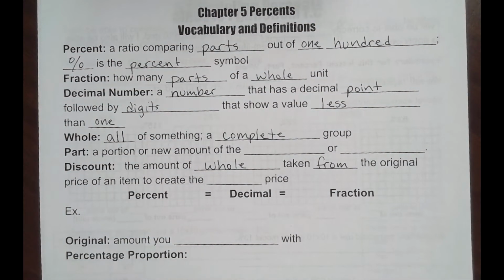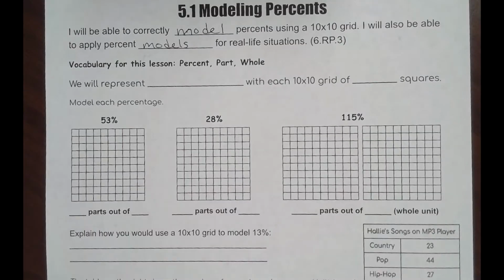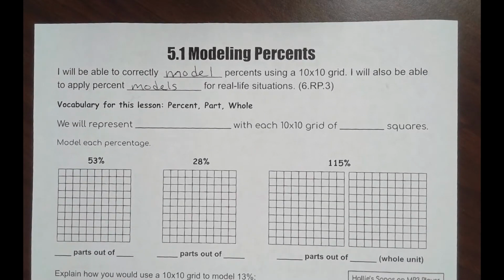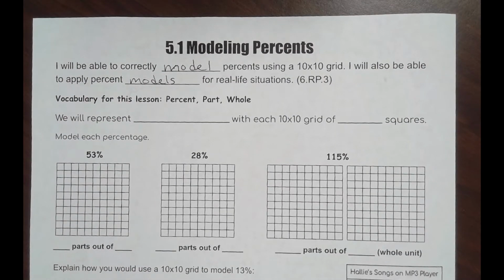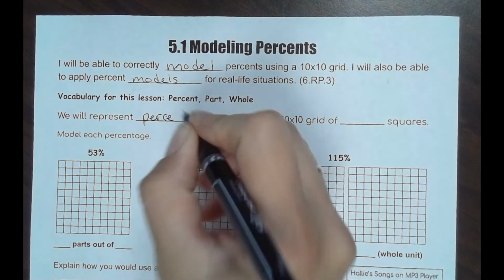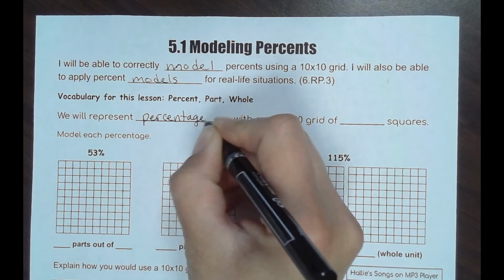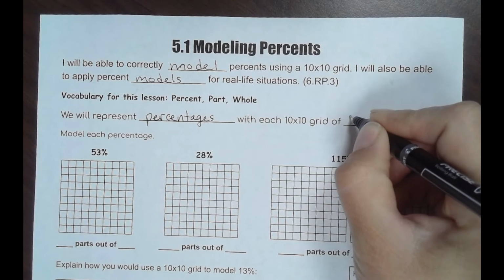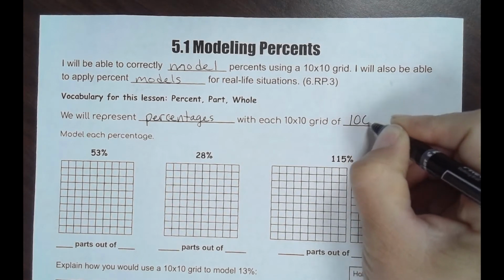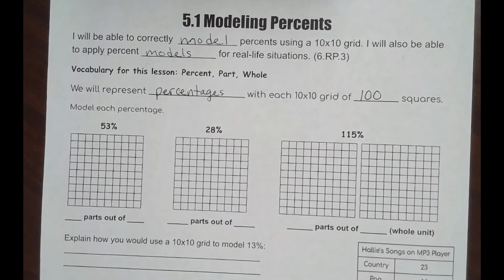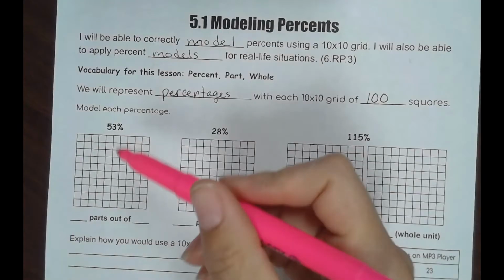All right, so with those definitions, go ahead and turn it back over so that you're on this page. So we've talked about our vocabulary. We're going to represent percentages with each 10 by 10 grid of 100 squares. If it's 10 by 10, that has 100 squares in it. So we're going to model each percentage. You're going to want one of your highlighters.